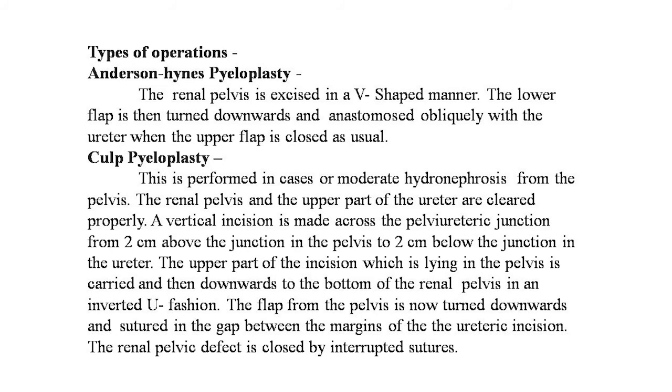This is performed in cases of moderate hydronephrosis from the pelvis. The renal pelvis and the upper part of the ureter are cleared properly. A vertical incision is made across the pelvic junction from 2 cm above the junction in the pelvis to 2 cm below the junction in the ureter. The upper part of the incision which is lying in the pelvis is carried downwards to the bottom of the renal pelvis in an inverted U fashion. The flap from the pelvis is now turned downwards and sutured in the gap between the margins of the ureteric incision. The renal pelvis defect is closed by interrupted sutures.